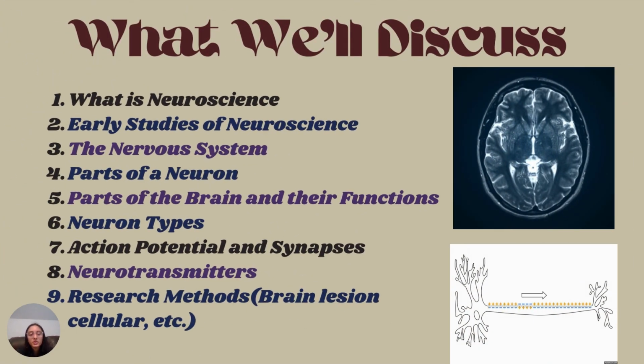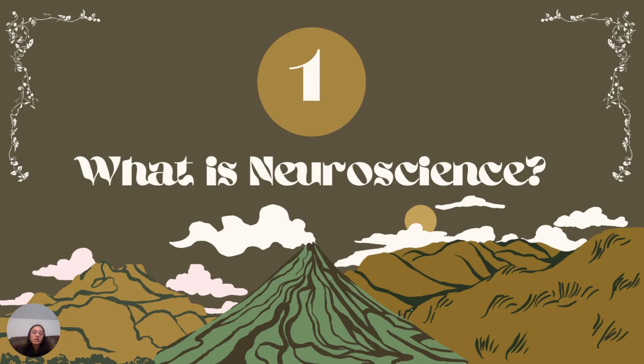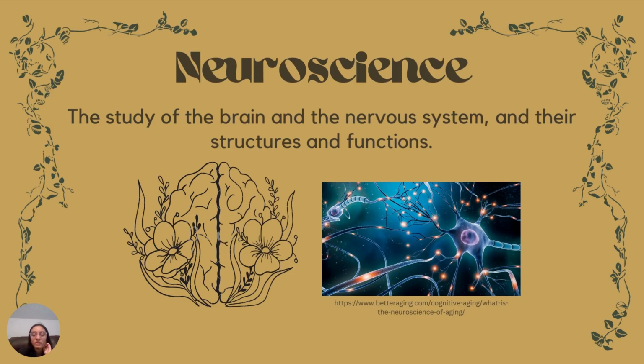We're going to discuss a total of 9 topics, which include: first, what is neuroscience; second, early studies of neuroscience; third, the nervous system; fourth, parts of a neuron; fifth, parts of the brain and their functions; sixth, neuron types; seventh, action potential and synapses; eighth, neurotransmitters; and our last topic, research methods such as brain lesion and cellular methods, etc. Our first topic is going to discuss what neuroscience is.